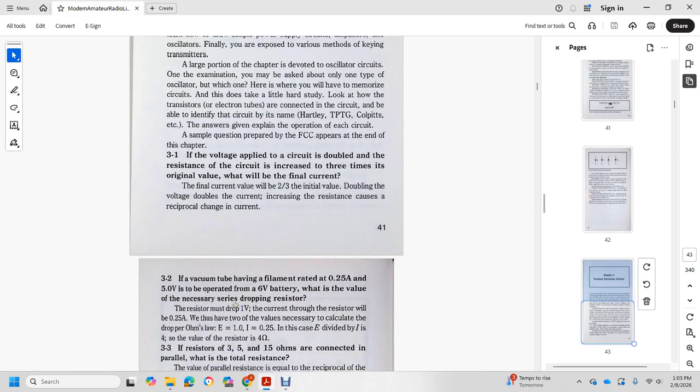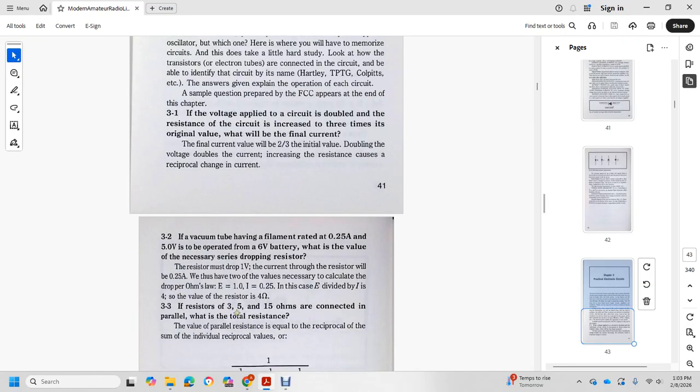If a vacuum tube filament rated at 1/4 of an amp and 5 volts is operated from a 6-volt battery, what is the value of the dropping resistor necessary? The resistor must drop 1 volt, and the current through the resistor will be 0.25 amps. The two values necessary for the calculation are the voltage drop of 1 volt and the current of 0.25 amps. So the voltage divided by the amps is 4. The value of the resistor is 4 ohms.